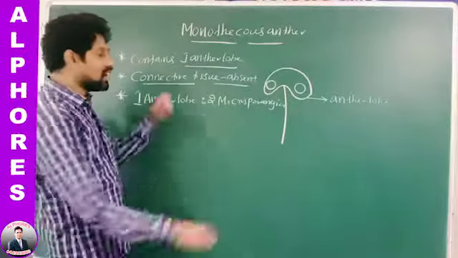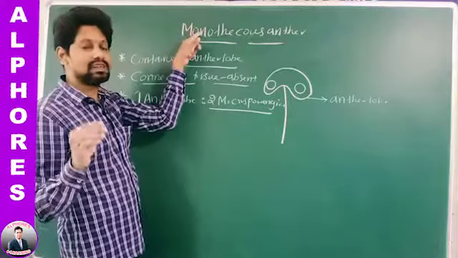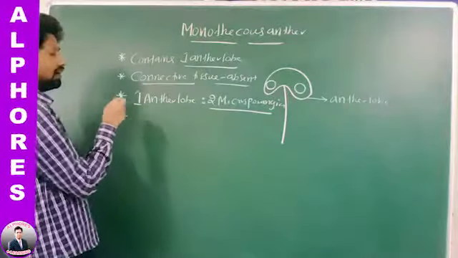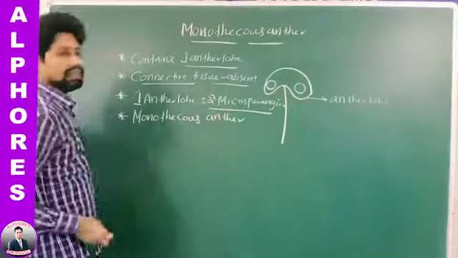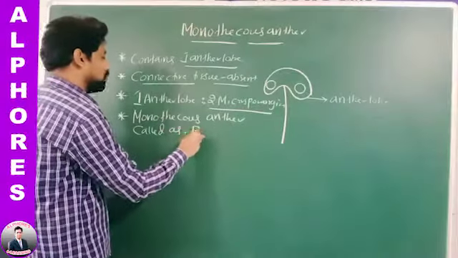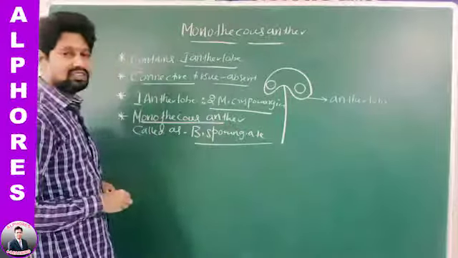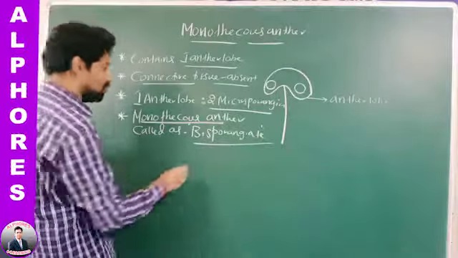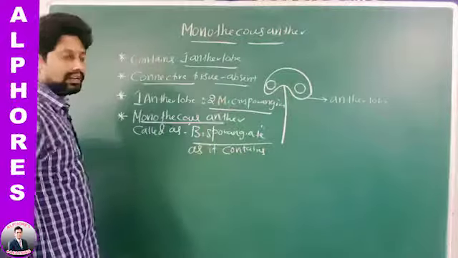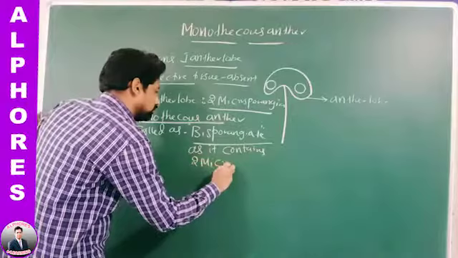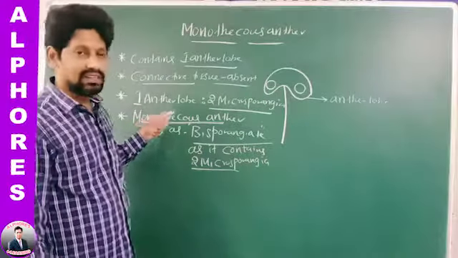As a monothecous anther has 2 microsporangia, it is called bisporangiate. Which anther is called bisporangiate? Monothecous anther. Why do we call monothecous anther bisporangiate? As it contains 2 microsporangia. Monothecous anther is called bisporangiate.